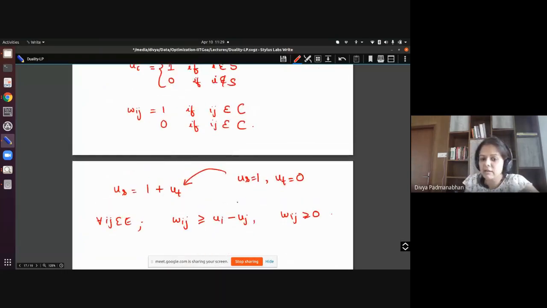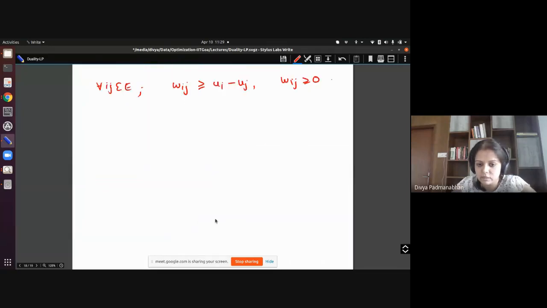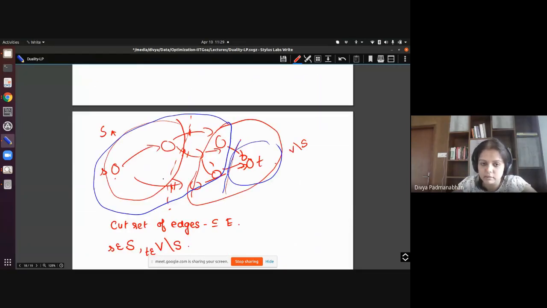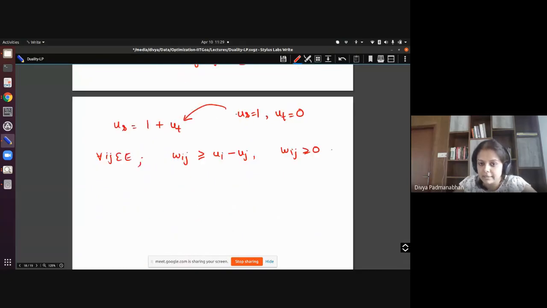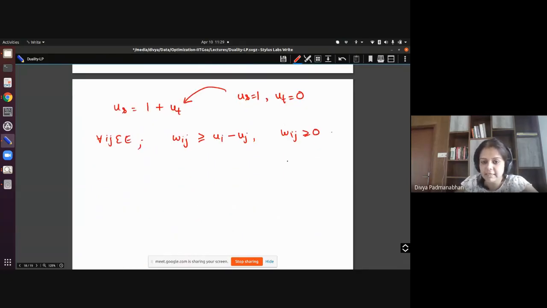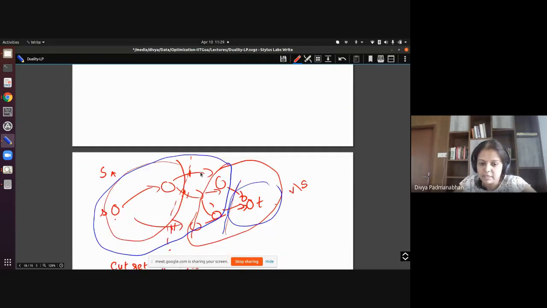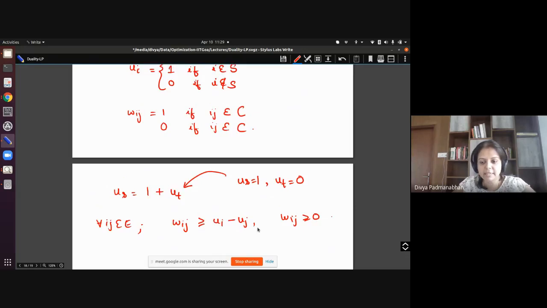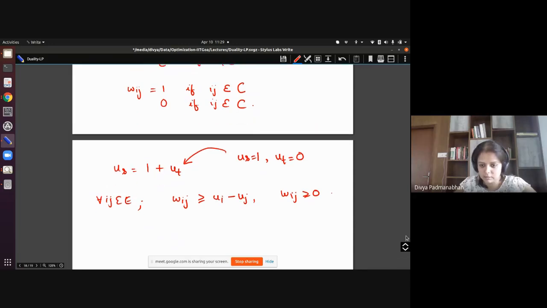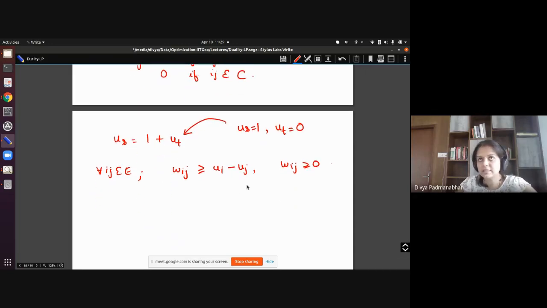I'm just writing these constraints from the problem. If you take any two elements of this set S, specified by the ui's, ui equals 1 for everything in that set S. Now if you take this difference, you're going to get 0. So basically these edges are going to take Wij equal to 0. Wij only needs to take a value greater than or equal to 0, and that is feasible here. So that's the case when ui equals uj.